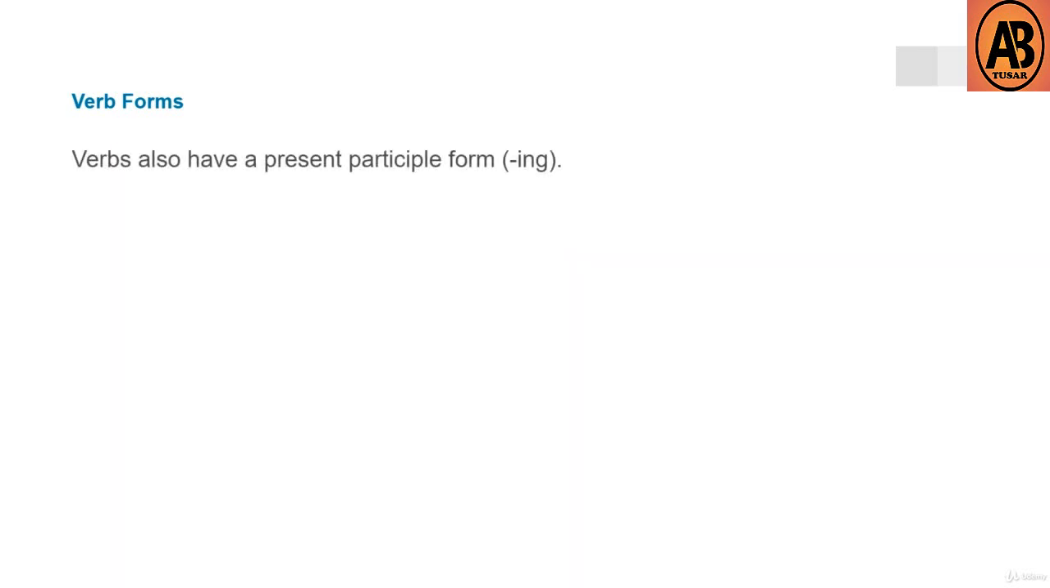Verbs also have a present participle form. This is the ing form of the verb. So wash becomes washing. Eat becomes eating. Go becomes going. And so on.